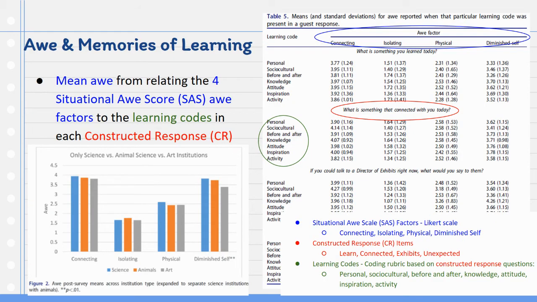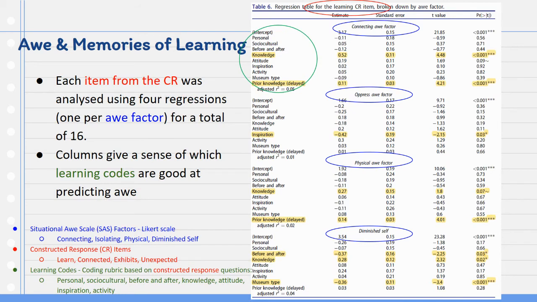Table 5 shows the mean awe reported when particular learning codes were present in a guest response. This is a more specific breakdown of Figure 2 without accounting for any differences between science versus art institutions. Here are the results from the ANOVAs, where the situational awe factors and constructed response questions and learning codes were all analyzed together to determine predictors of awe.